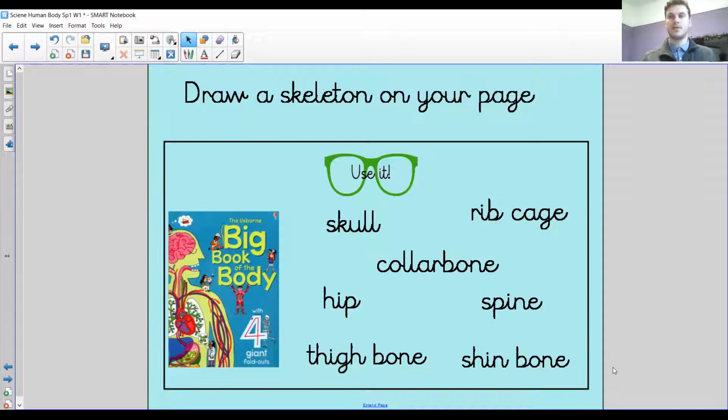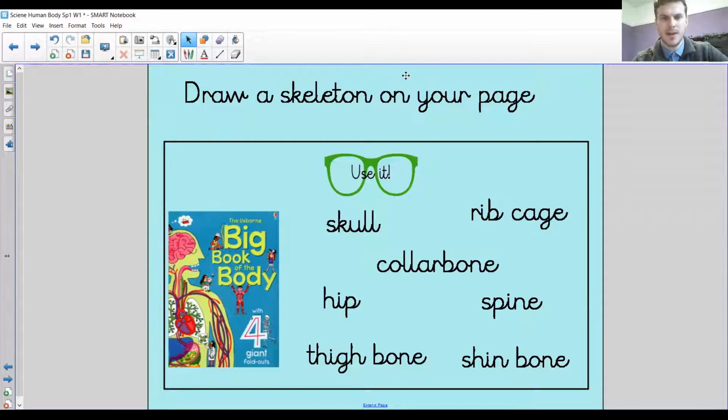Now, what I'm going to do is, I'm going to let you get on with that. I'm also going to hold this up to the screen so that you can see some of them on here, okay? Pause the video now. I would like you to label those bones on your skeleton, and then we'll have a check using our big body book. Pause the video now, please, and label those seven bones on your skeleton.